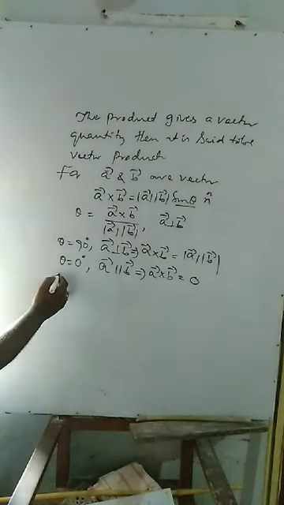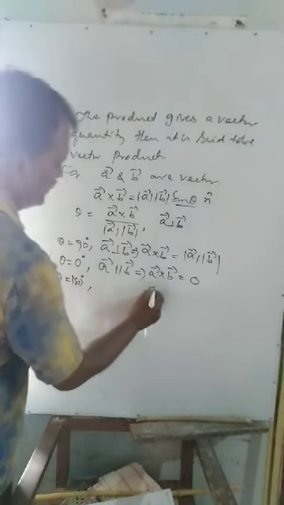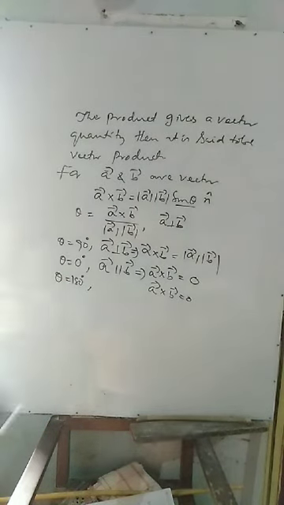At theta equal to 180 degree, anti-parallel, A cross B is also 0, because sin 180 is also 0. For parallel and anti-parallel both cases the cross product is 0, but when they are perpendicular, it is maximum. So the cross product is maximum when theta equals 90 degree, and minimum when theta equals 0, parallel and anti-parallel. So this is the cross product formula.